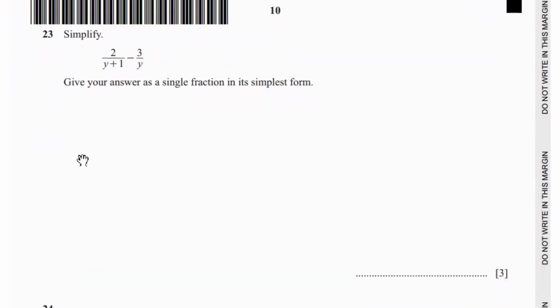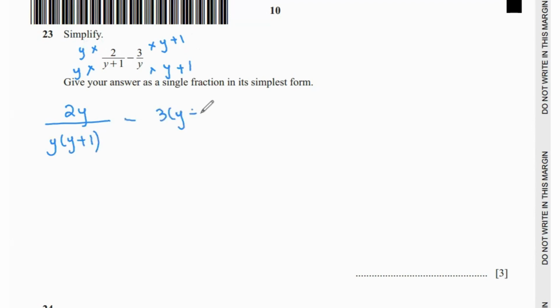Next question says, simplify 2 over y plus 1 minus 3 over y, giving your answer as a single fraction in simplest form. So as I said earlier, when we're adding or subtracting fractions with unlike denominators, we have to make the denominators equal first. So we multiply the first fraction by y, both the numerator and denominator, and the second fraction by y plus 1. That gives us 2y over y times y plus 1 minus 3 times y plus 1 over y times y plus 1. As you can see, both the numerators and both the denominators are equal now.